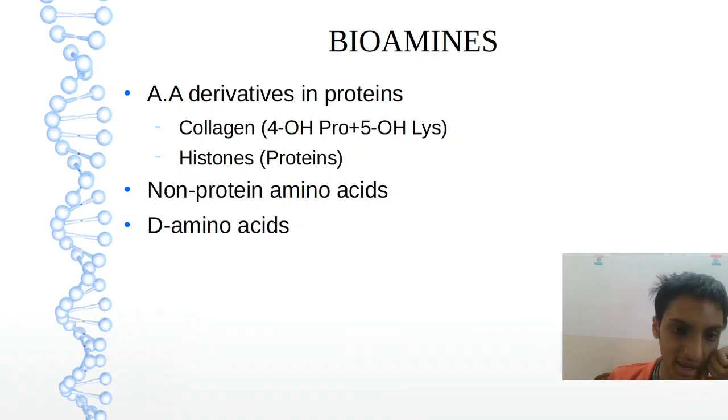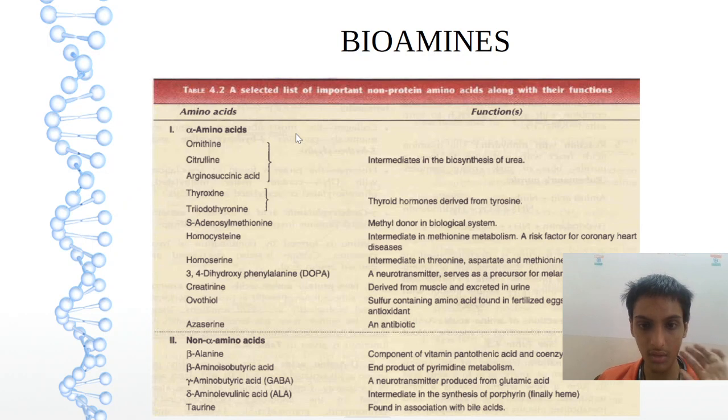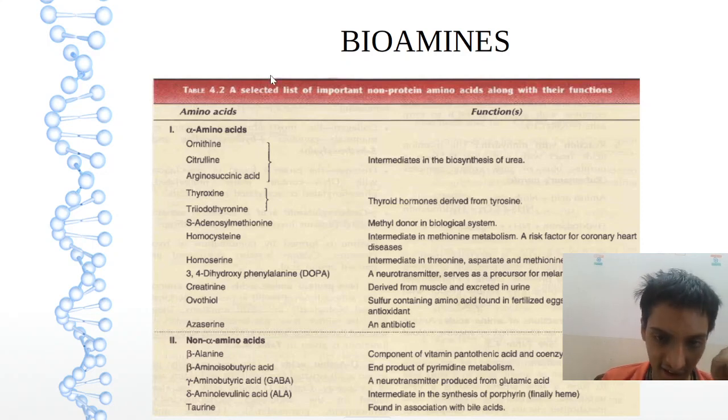Then non-protein amino acids, there is a table I'll tell you in a short while. D amino acids, for example, take D-serine and D-aspartate in the brain tissue. So here the non-protein amino acids, alpha and non-alpha, no need of all the examples, just a few to quote. Take urea cycle intermediates and thyroid hormones. Enough. Okay. Urea cycle intermediates, ornithine, citrulline and argininosuccinic acid.